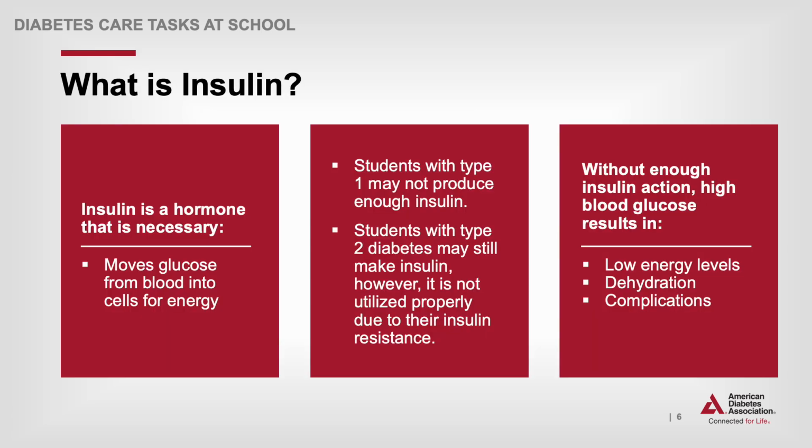Insulin is a hormone that is needed to convert sugar, starches, and other food into energy by moving glucose from blood into the cells. Students with type 1 diabetes do not produce insulin. Their beta cells, the insulin-producing cells of the pancreas, have been damaged or destroyed.